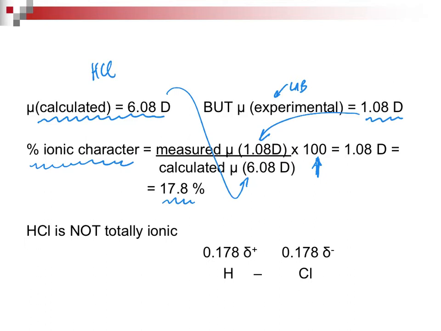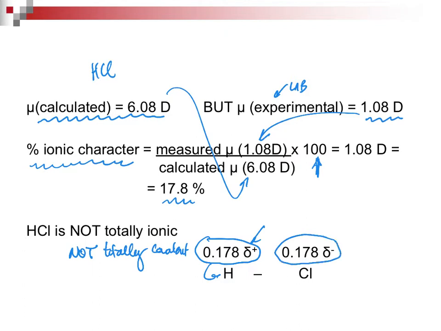So HCl is not totally ionic, and I should say it is not totally covalent. It is at a level where you take a deeper look, a little bit of both. And what we normally do is we write that number as a decimal with a delta plus, or we write that number as a decimal with a delta minus by the element we're referring to.